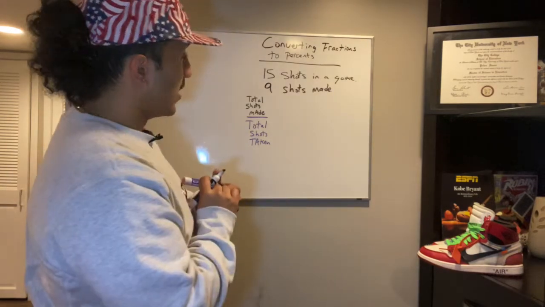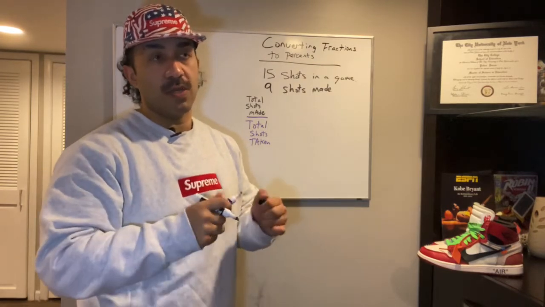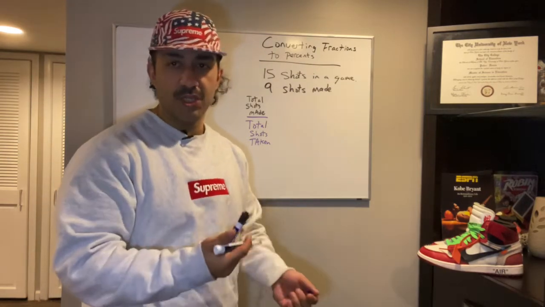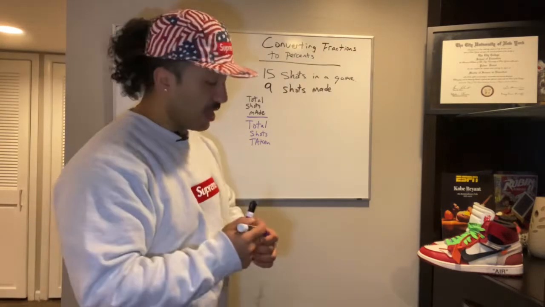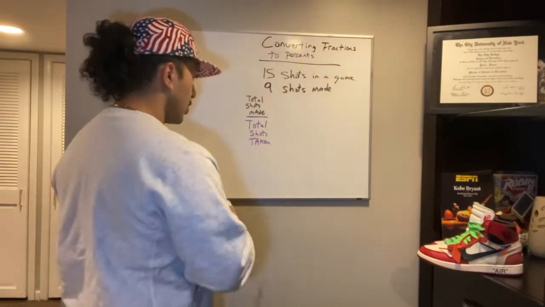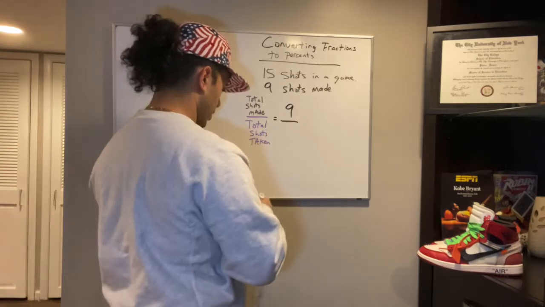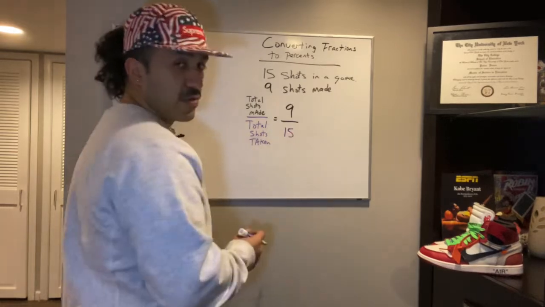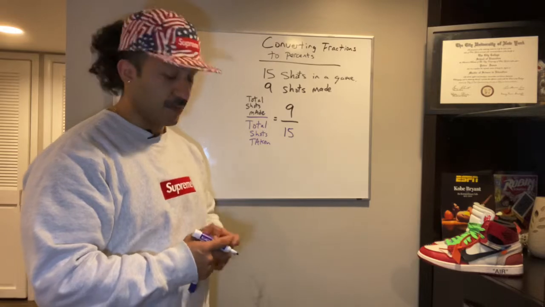So if he made all 15 of his shots, that would be 15 over 15, which would be 1, and it ended up being 100%. He made 100% of his shots. And most people can grasp that concept. If you set out to do something and you accomplished all of it, well, you accomplished 100% of it. But in this instance, he only made 9 of his shots. So he can't shoot 100%. So what's that fraction going to look like? Well, it's going to be 9 over 15. Let's stop there for a second. 15 total shots attempted, 9 shots made.